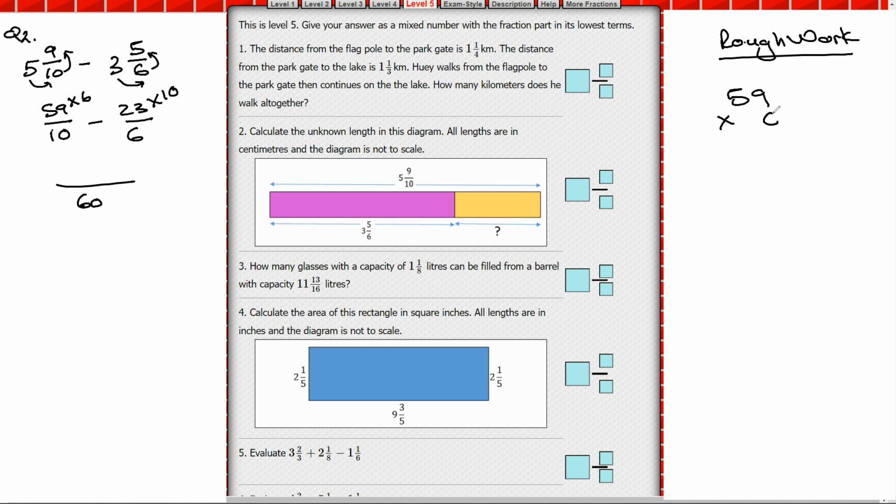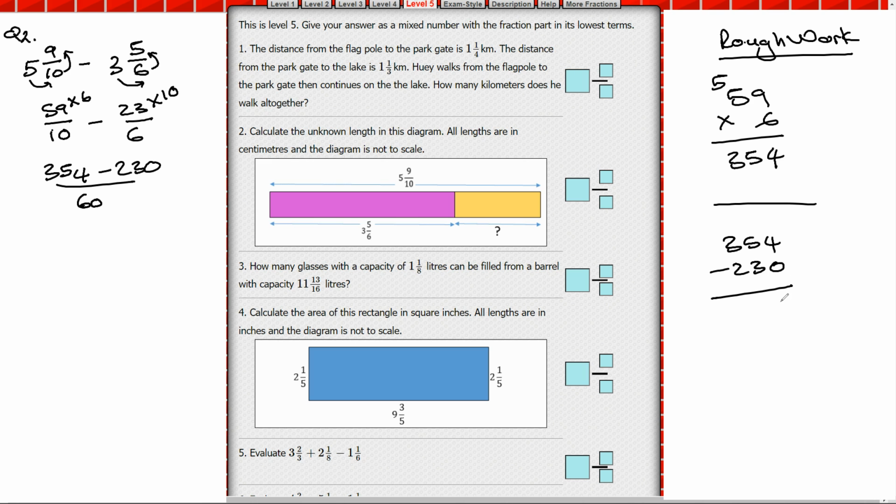59 times 6. 6 times 9 is 54. Carry the 5. 6 times 5 is 30, plus 5 is 35. So 354, big number. 354 minus 23 times 10, which is simply 230. Now we need to subtract those two. Let's write it on our rough work. 354 minus 230. 4 minus 0 is 4, 5 minus 3 is 2, and 3 minus 2 is 1, so that comes to 124 divided by 60.